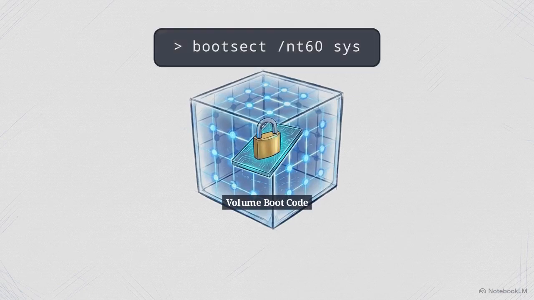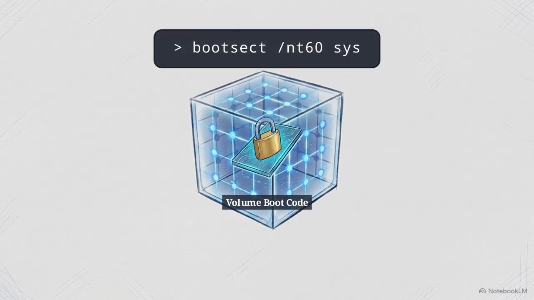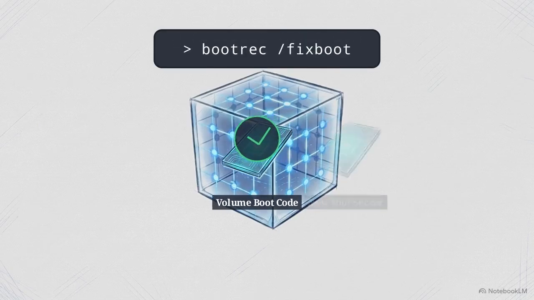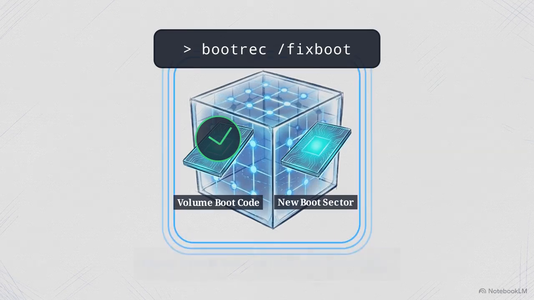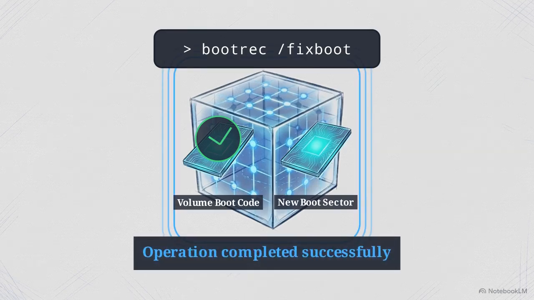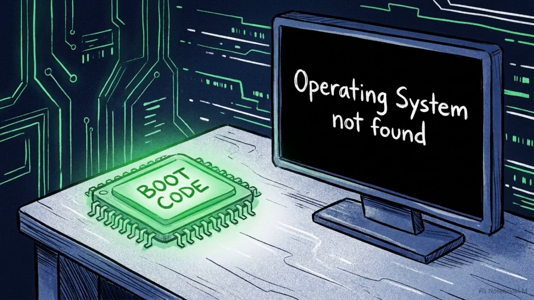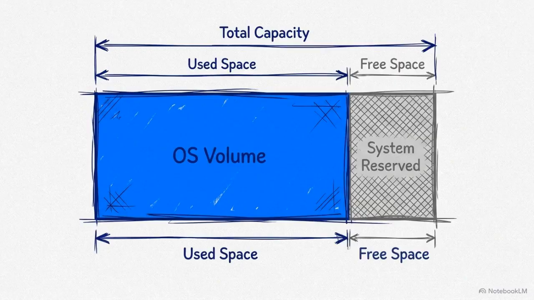To overwrite this, type bootsect /nt60 sys and hit Enter, forcing the sector to accept modern protocols. With the pathway cleared, type bootrec /fixboot and press Enter. The operation completes successfully. Your base boot code is now healthy. However, if you restart right now, the system might still fail to load. The boot files exist, but we haven't told the motherboard where to look for them.